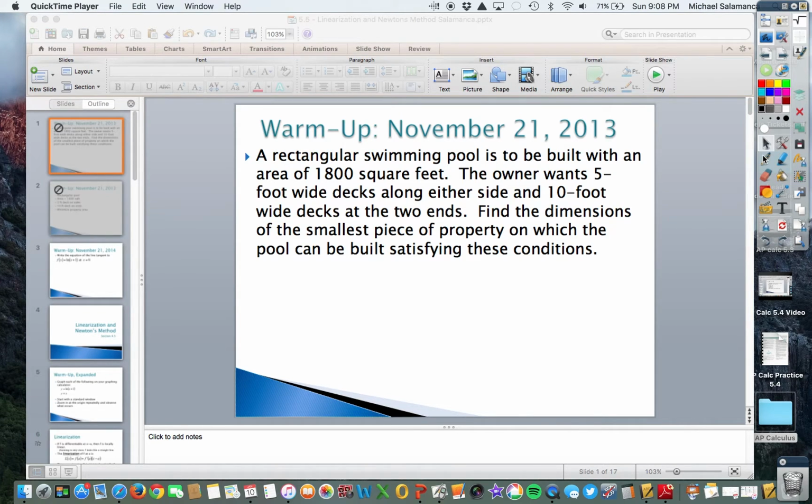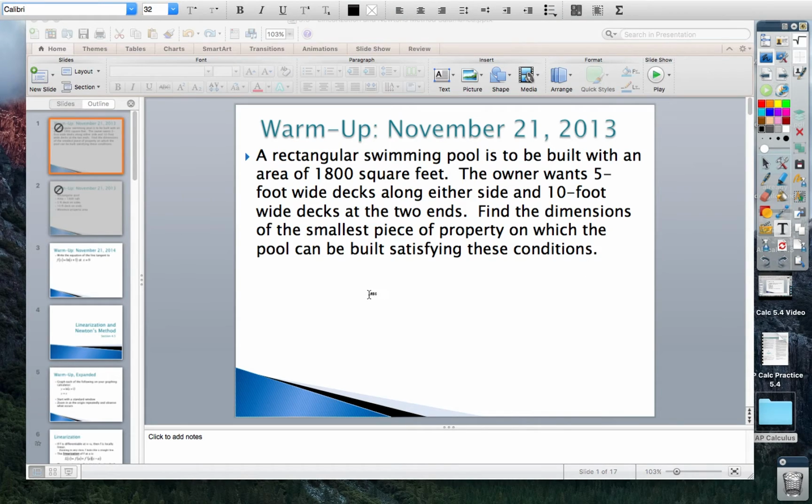Hello students, in today's video we're going to be working on linearization and Newton's method. So let's get started. Go ahead and try this quick warm-up problem and we'll move on from there. Hopefully you paused your screen and you're just coming back right now to check your answers.